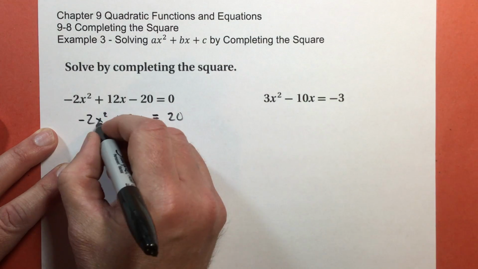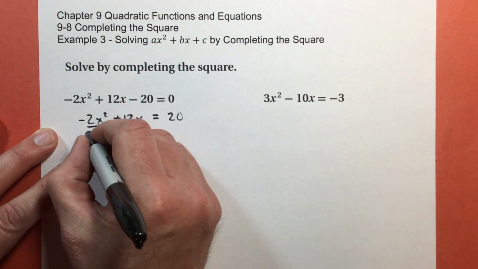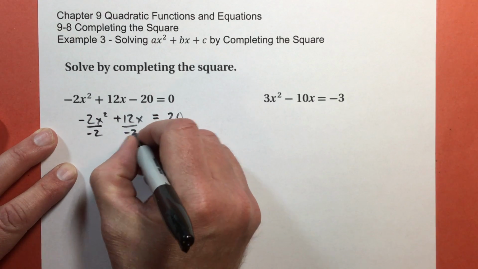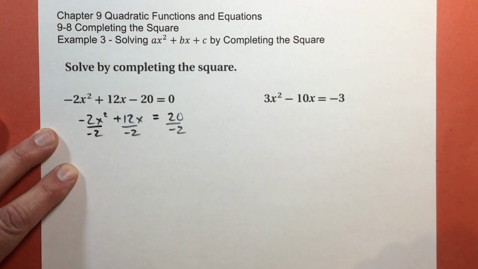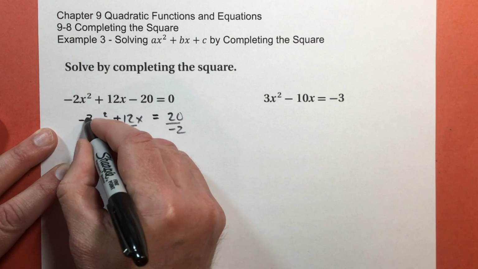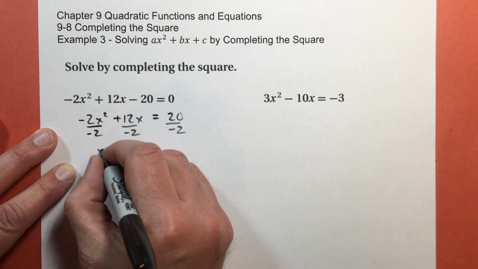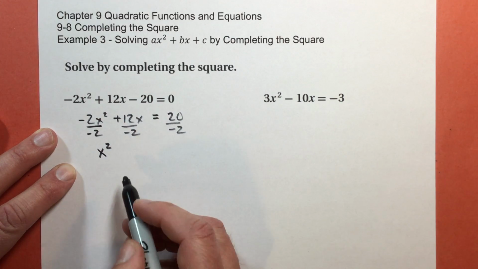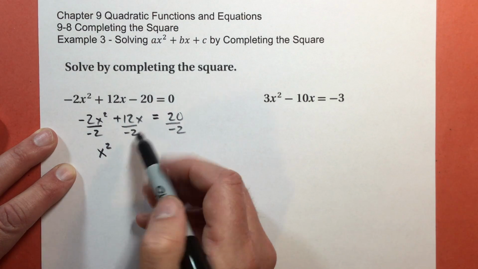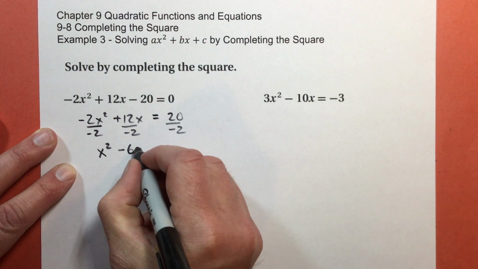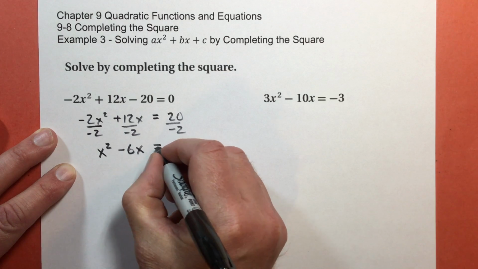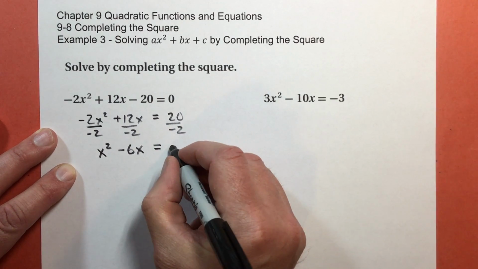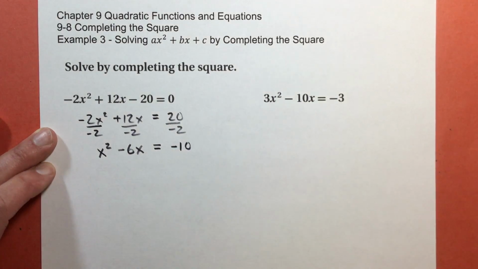Now, I'm going to divide everything by negative 2. Everything. That gives me negative 2 divided by negative 2 is 1. So 1 times x squared is x squared. That's what I want. 12 divided by negative 2 is negative 6, so I get negative 6x. And 20 divided by negative 2 is negative 10.